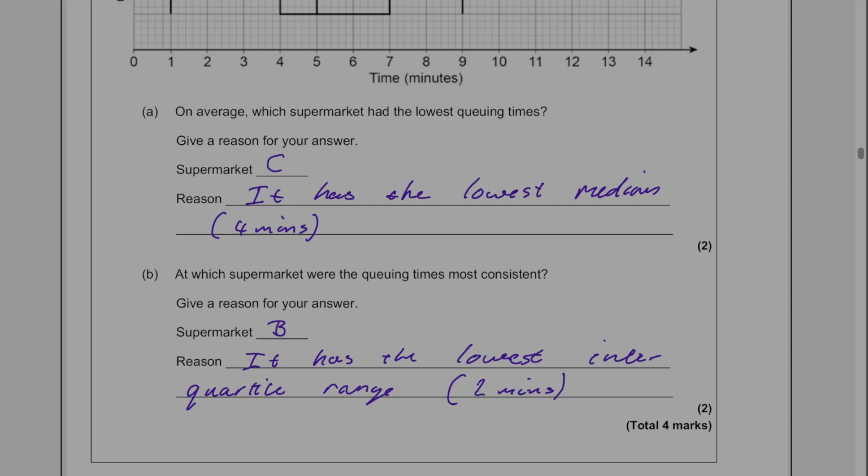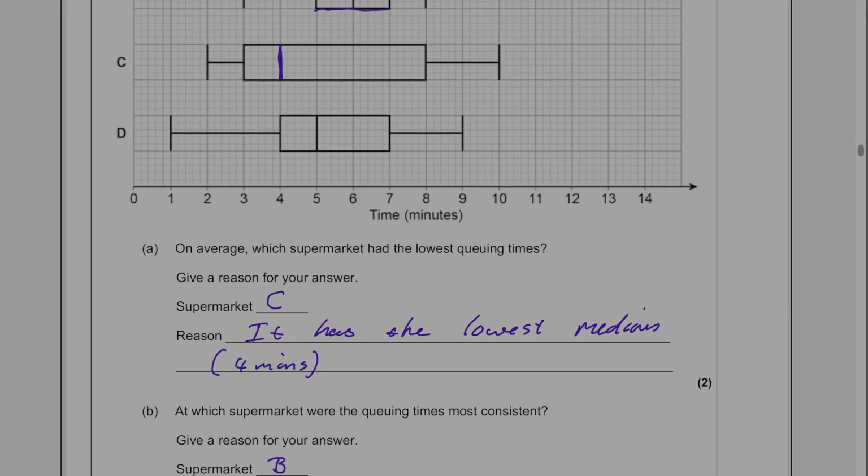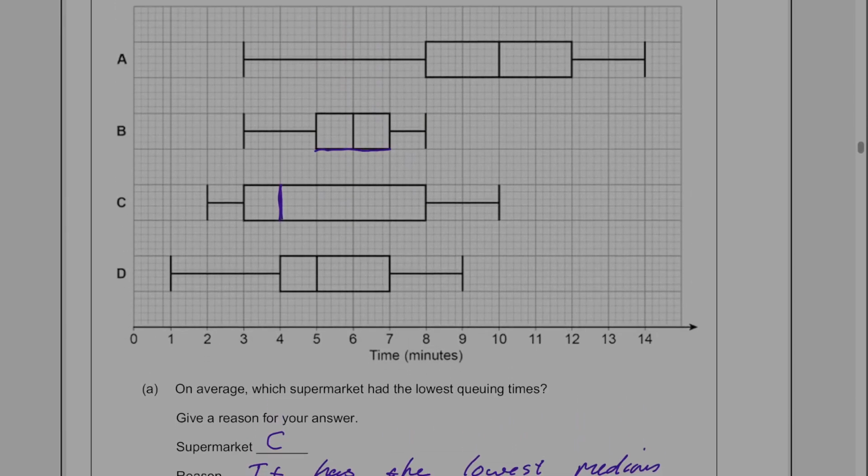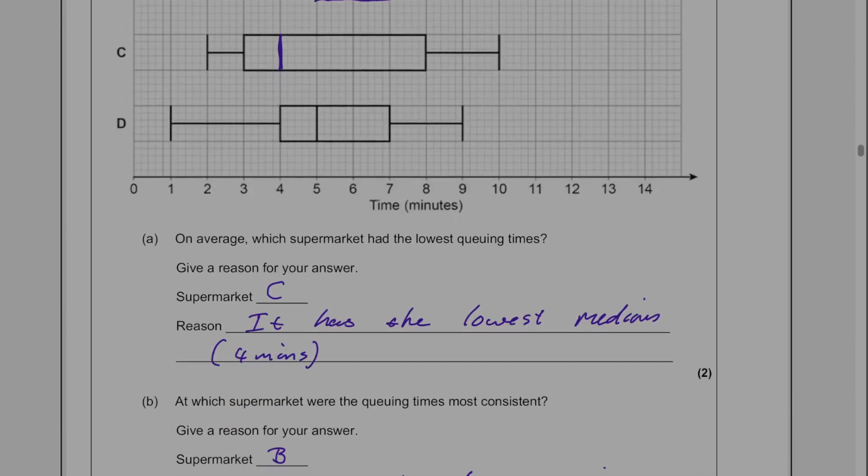So the interquartile range means that 50% of the people that were asked or measured fit in between the interquartile range.